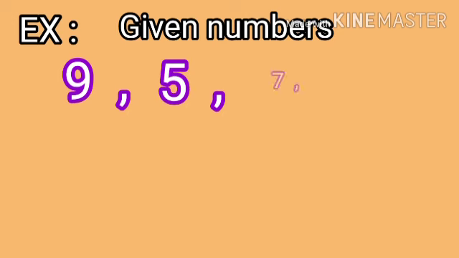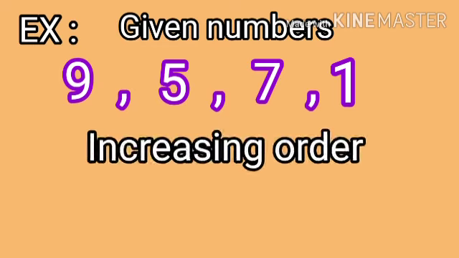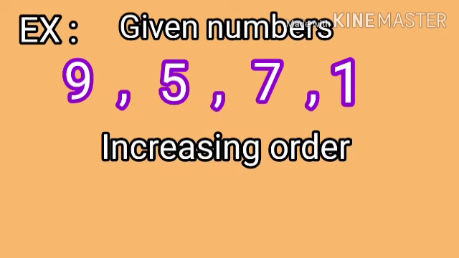Here I am taking 4 single digit numbers. Those are 9, 5, 7, 1. These are all single digit numbers. To get an increasing order of these numbers, we should arrange these numbers from small number to big number. That means by arranging these numbers from small to big, we get the increasing order of these numbers.